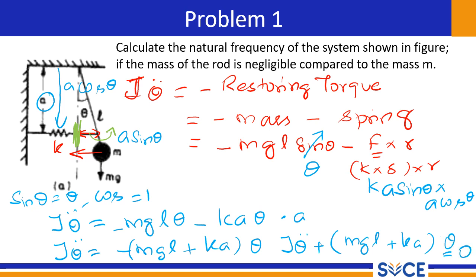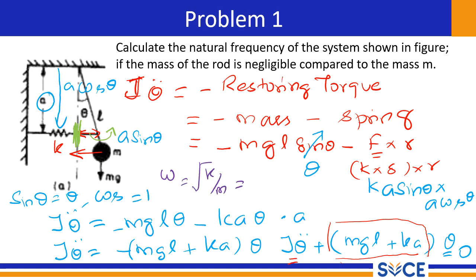From this, we can come to a conclusion that this is the stiffness part, and this is the mass part. So what is the natural frequency? The natural frequency is omega equal to root of k by m.